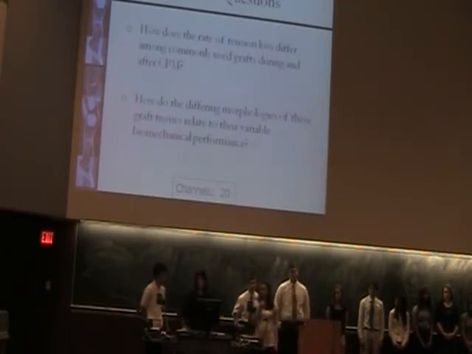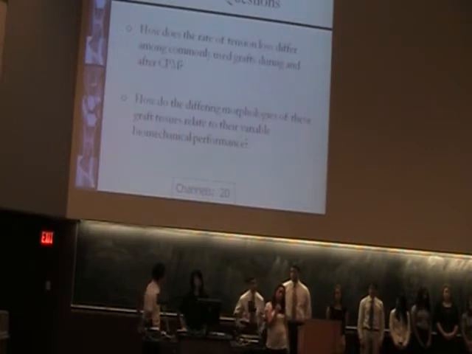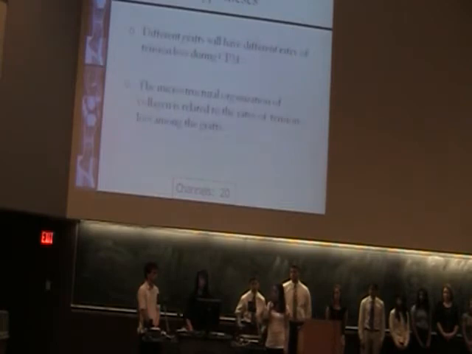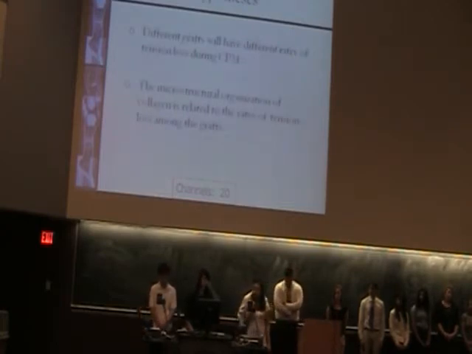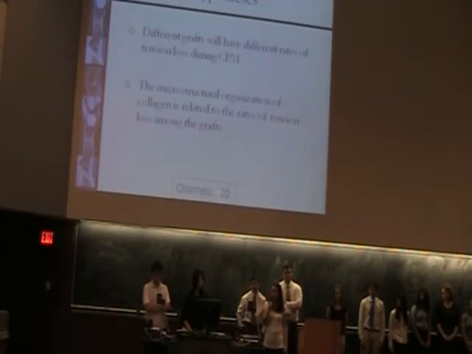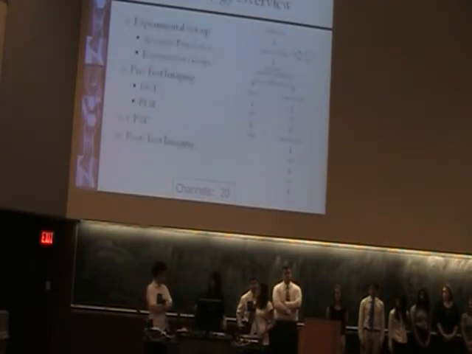And our research question is, how do the rates of tension loss differ among the commonly used graft types? And then also, how do the different crimp morphologies of these tissues relate to their variable performance on the biomechanical side? So our hypotheses are that the different graft types will have different tension loss during CPM, and that the microstructural organization of the collagen is related to the rates of tension loss among the grafts. So now we'll have Tina to talk about our methodology.